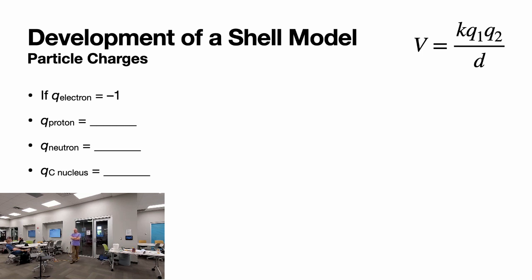All right, Q for an electron is -1. Let's fill in the blanks here. Q for a proton. Come on, you guys already answered this once. Q for a proton: +1. Q for a neutron: 0. It's neutral. Q for a carbon nucleus: +6. Look at the periodic table. Yes.